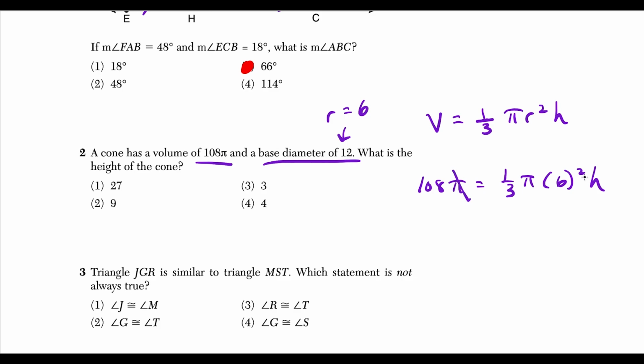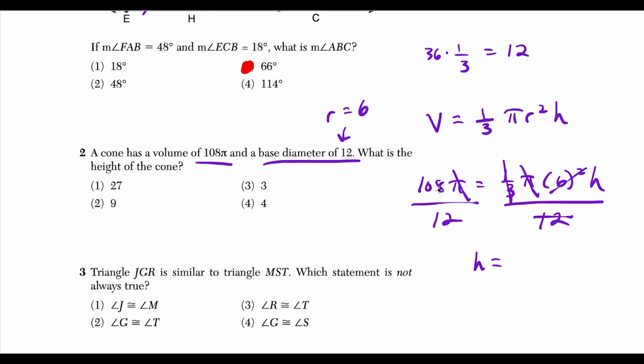Now right away I could see pi over pi is going to cancel, and if I want to get h by itself, what I'm just doing in my head here is I have 6 times 6 is 36, and if we do 36 times 1/3, that's the same thing as 36 divided by 3 is 12. So we could just divide both sides by 12 like this. So now all the constants are going to cancel out on this right side. So the 36 times 1/3 is equal to 12. So the 12 over 12 left here is going to cancel out, telling us h is equal to 108 divided by 12 is equal to 9. So this is going to be choice 2.